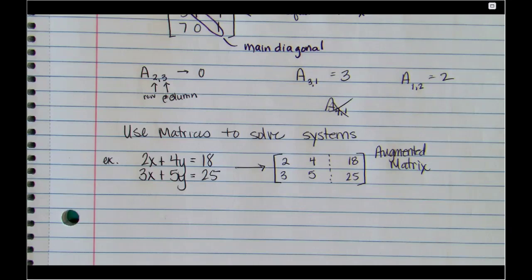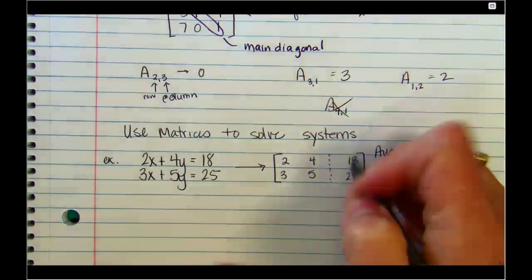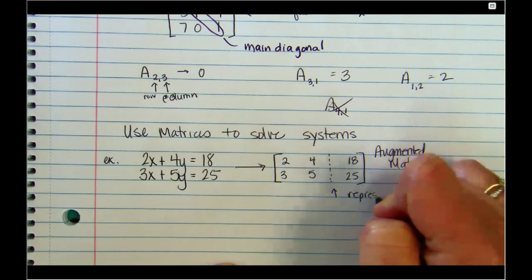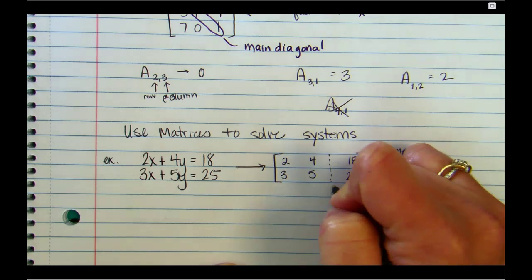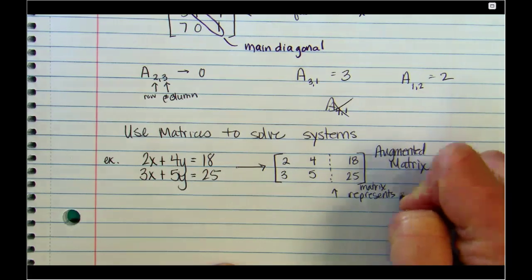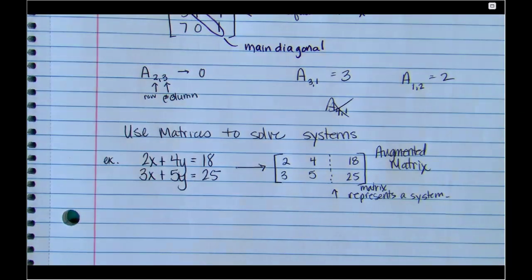Okay, so in that matrix, what's different about that matrix and the other ones that I showed you? It has a dotted line. That's the part that makes it an augmented matrix, okay? So when we put it in our calculator, your calculator will not do that. This dotted line is what tells you that this represents a system. So the presence of the dotted line lets you know that this matrix represents a system.